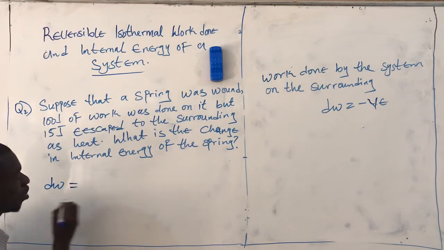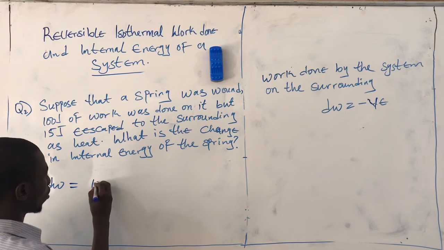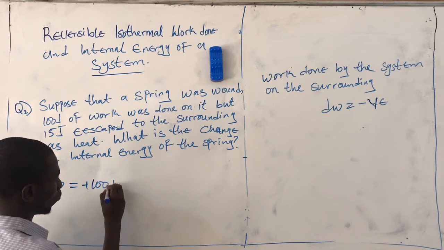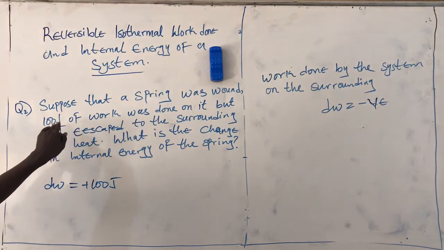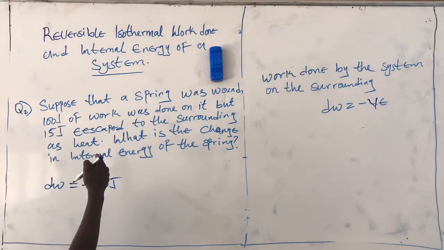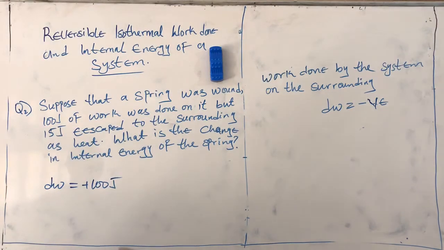Therefore, it's going to be plus 100 joules. You do not need to write this plus, but had it been negative, there's a need. Had it been that 100 joules of work was done by the spring, this 100 would be negative. But since it was done on the spring, not by the spring, it will be positive.